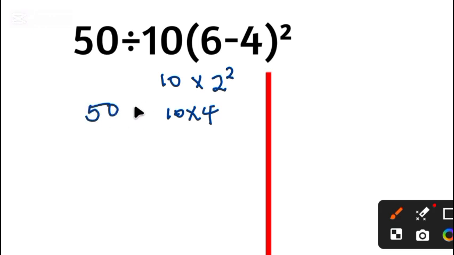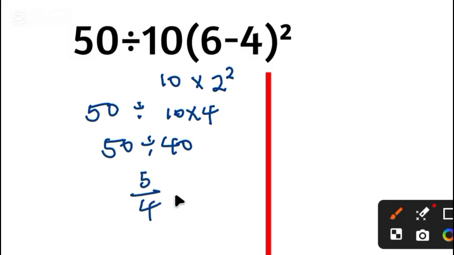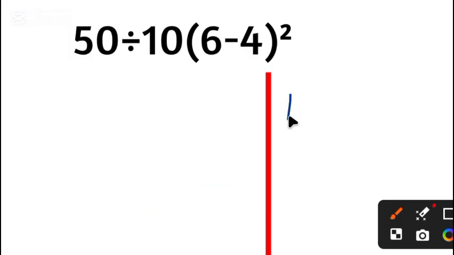And then we have division here. This will give us 40. We have 50 divided by 40, and 50 divided by 40 will give us 5 over 4, which is one whole number and 1 over 4. Use the order of operations called PEMDAS.